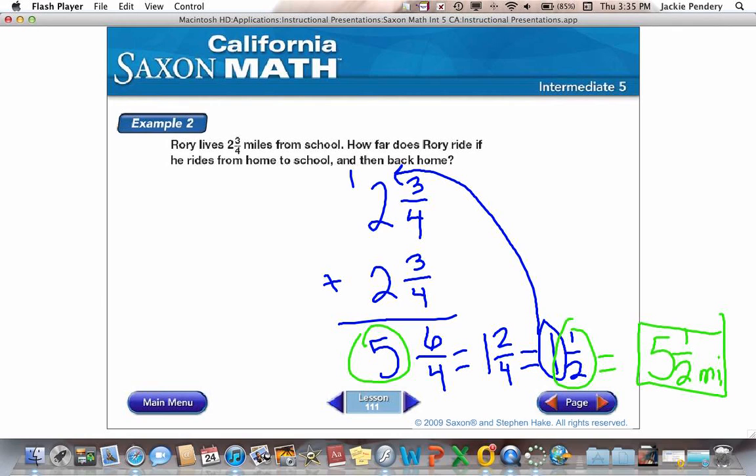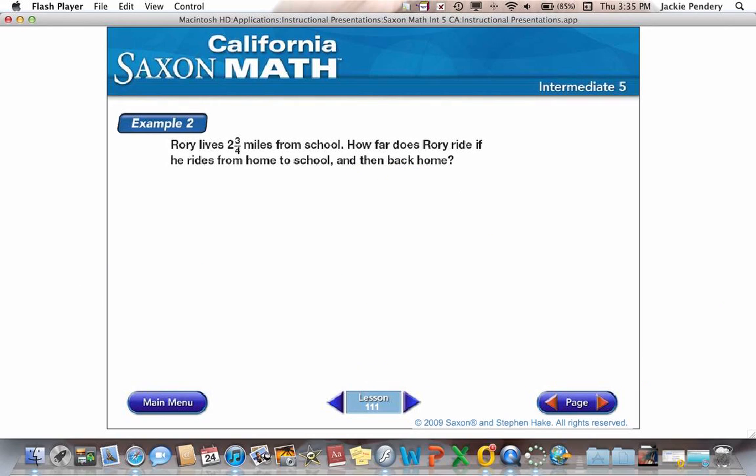Okay? The other way to do it is to take 4 6/4. Okay, we're going to convert this into 4 plus the fraction of 1 1/2, which then equals 5 1/2. Either way works, whichever you prefer. Okay, let's look at example 3.